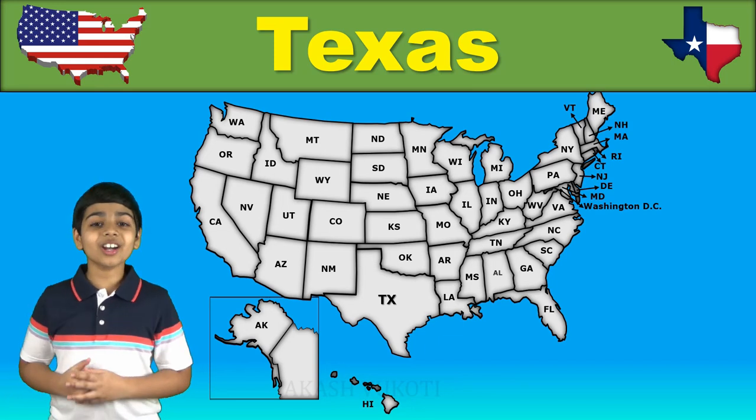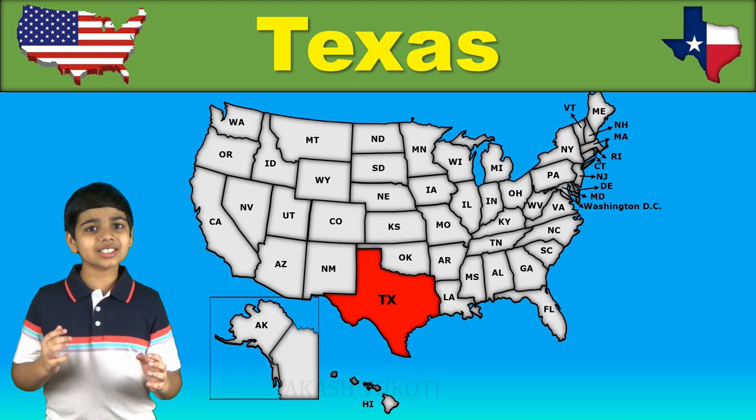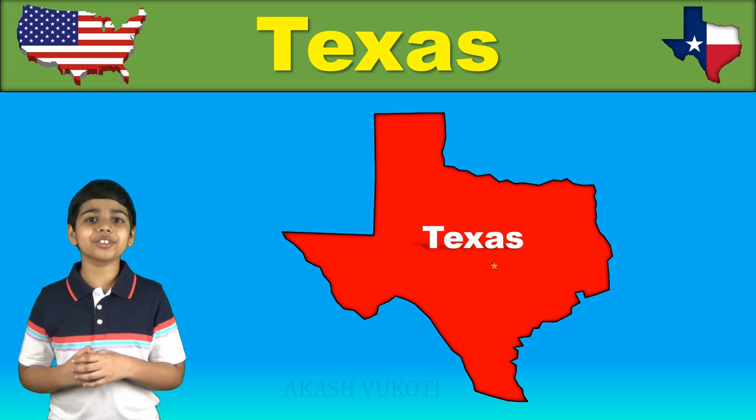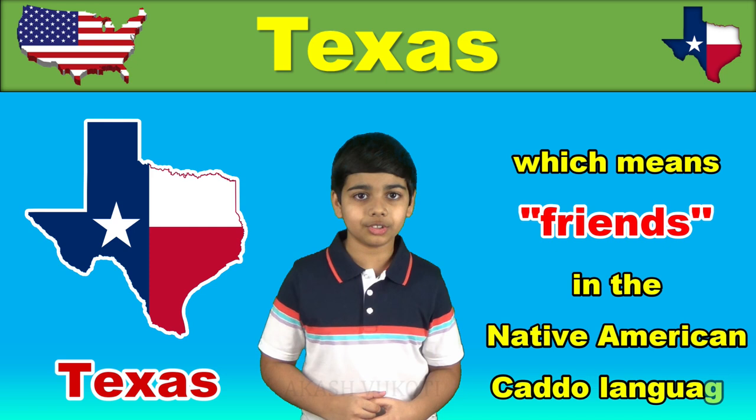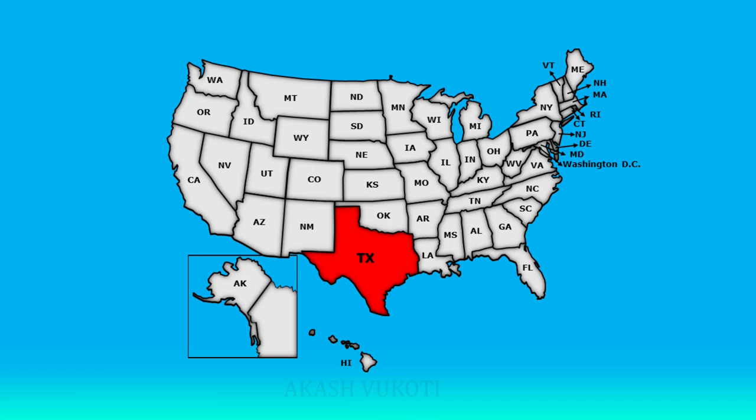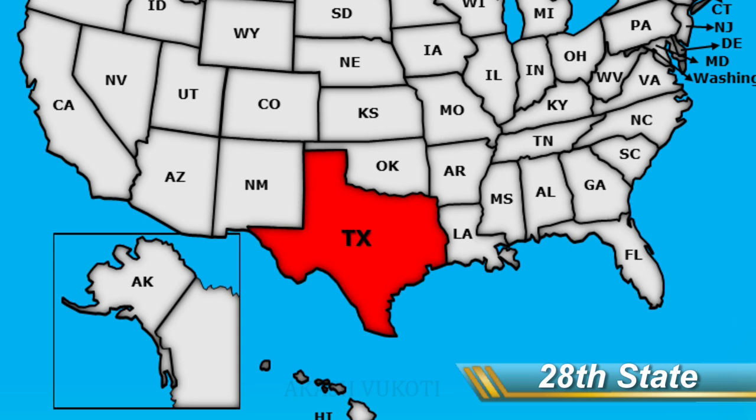We are actually going to learn about Texas. Texas is one of the 50 states in the United States of America, and its capital city is Austin. The name Texas originated from the word Taisha, which means friends in the Native American Caddo language, and friendship is the Texan state motto. Texas is the 28th state to join the United States of America in 1845.